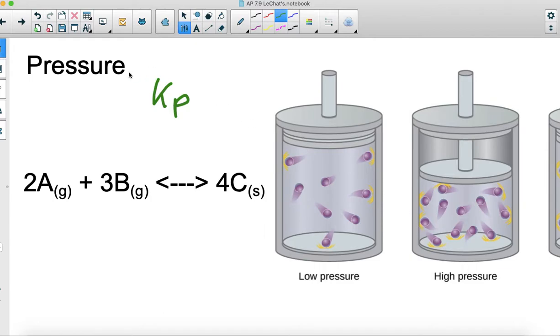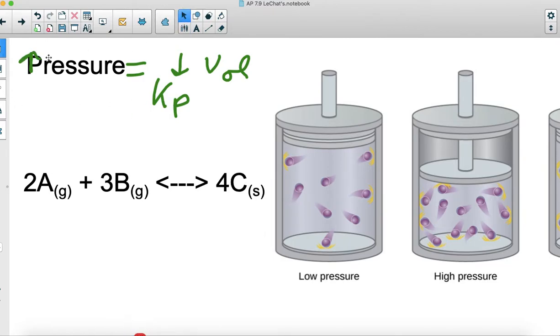Okay, increase the pressure, often by decreasing the volume. That would be if it was an increase. I'll just say that it is here. Increase the pressure by decreasing the volume. We move this guy over a little bit.